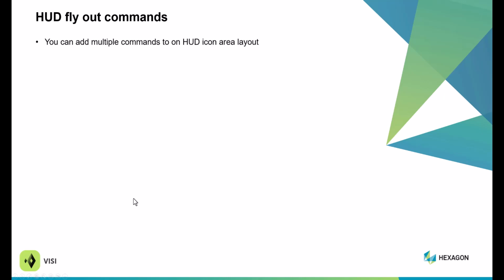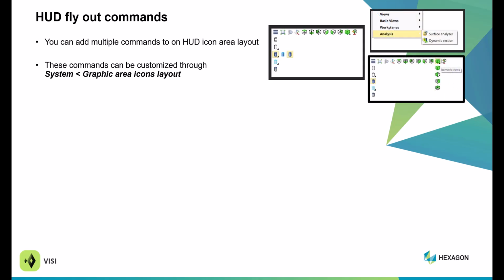Hood flyout commands. You can actually apply multiple commands to one individual hood flyout. This is available within the system settings graphic icon area layouts. And as you can see, you can add multiple commands to different commands. For example, the shaded command, the analysis commands, and so on.